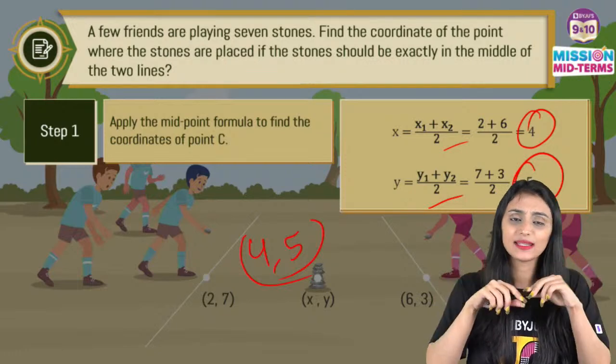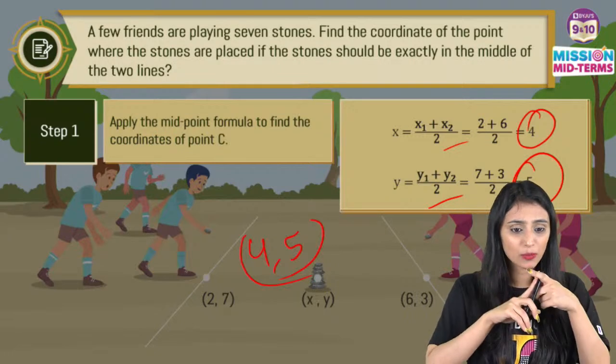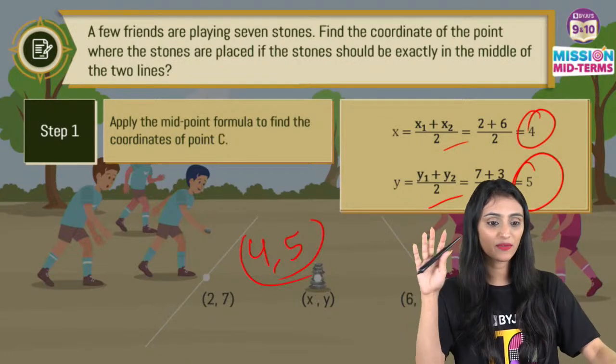Quickly, everyone, is this clear? We have discussed distance formula. We discussed section formula. We discussed midpoint formula. I hope this is clear. No doubts? Whatever we have discussed today?